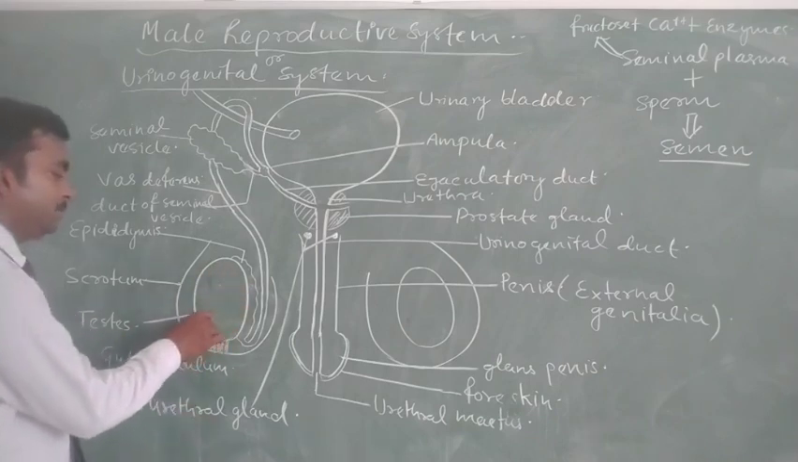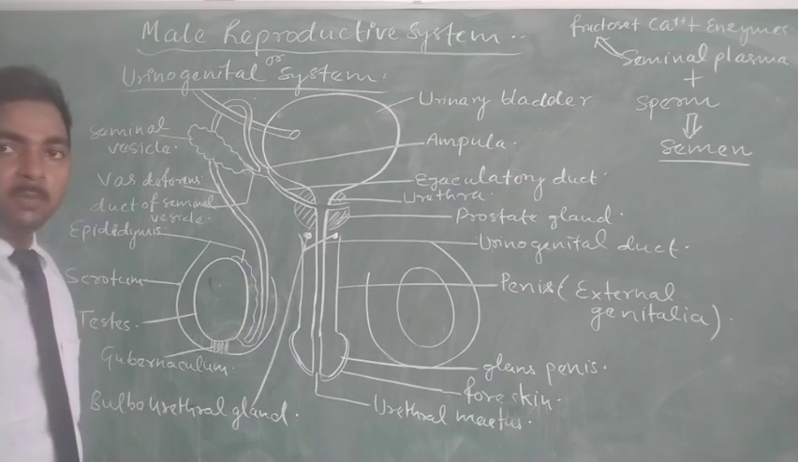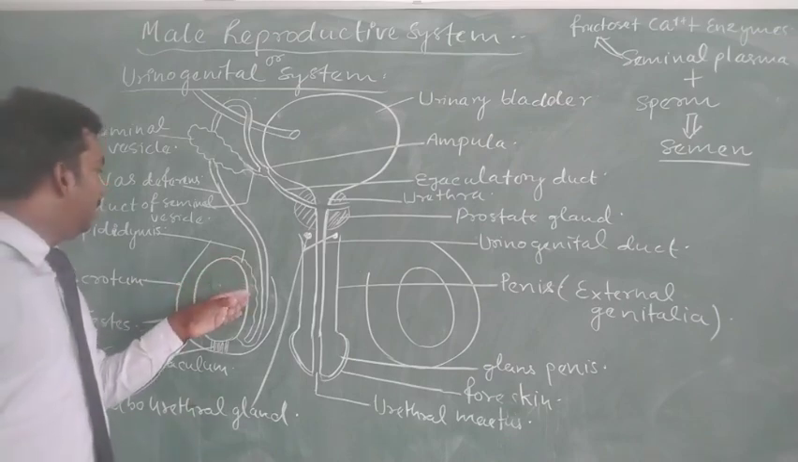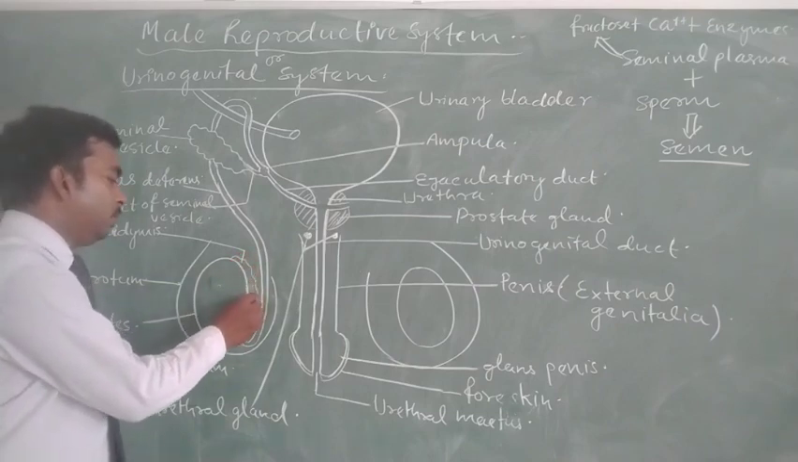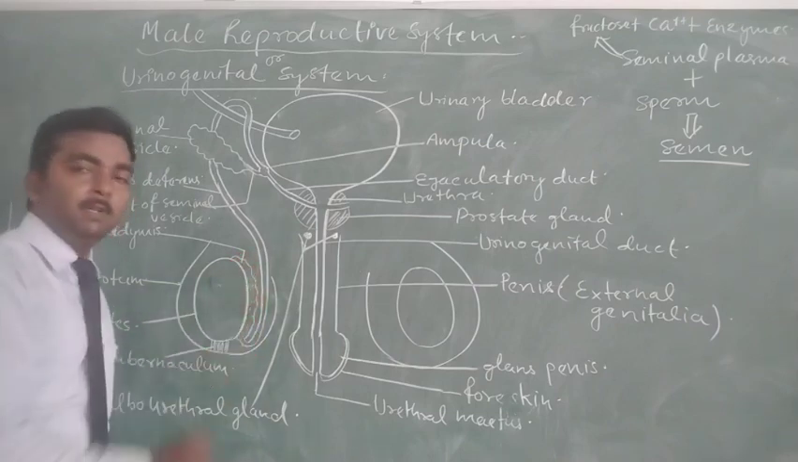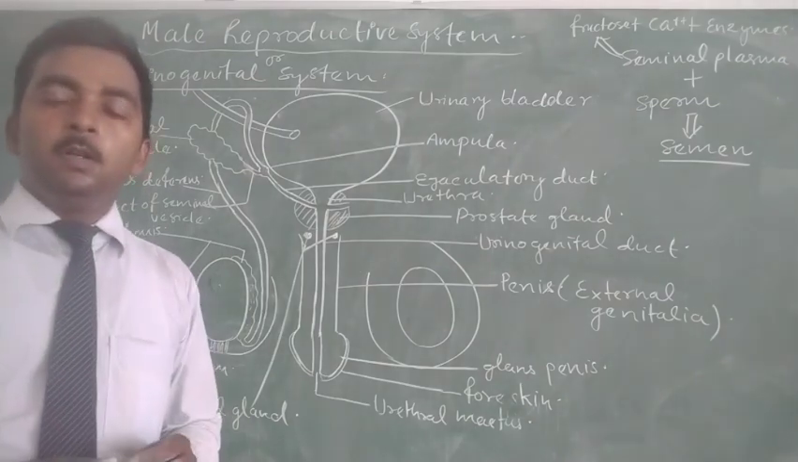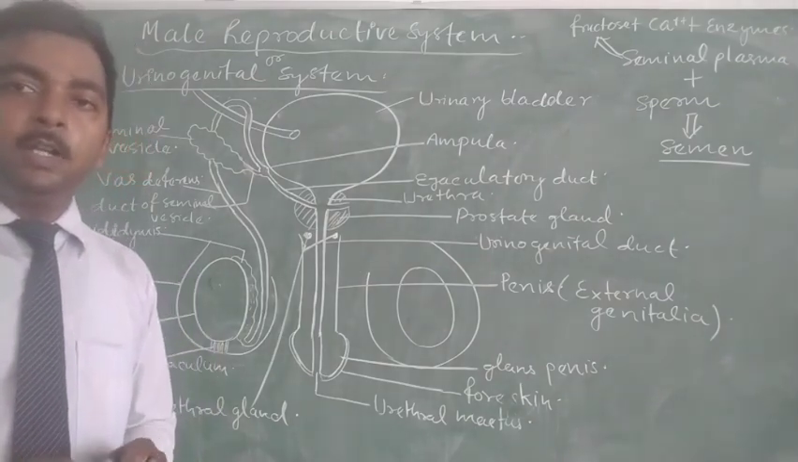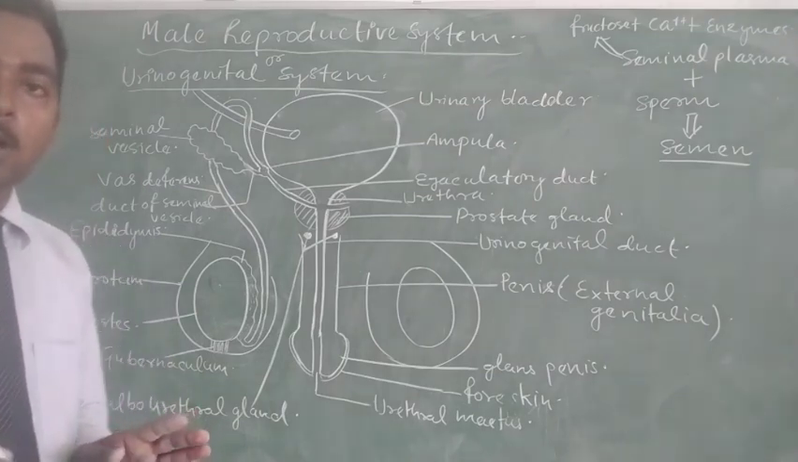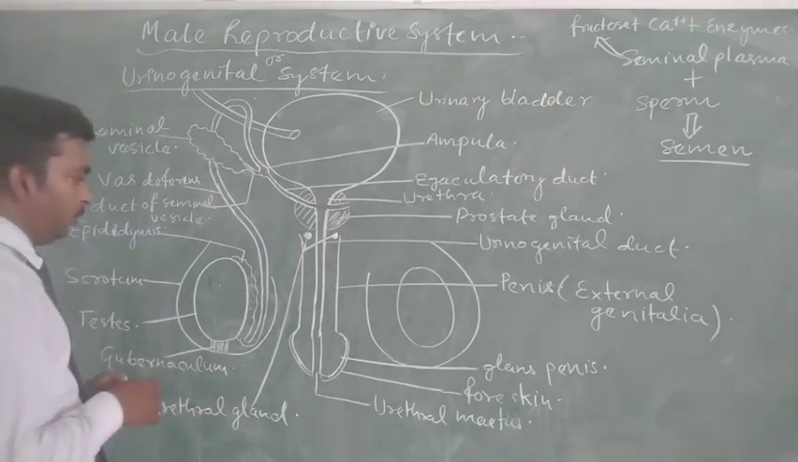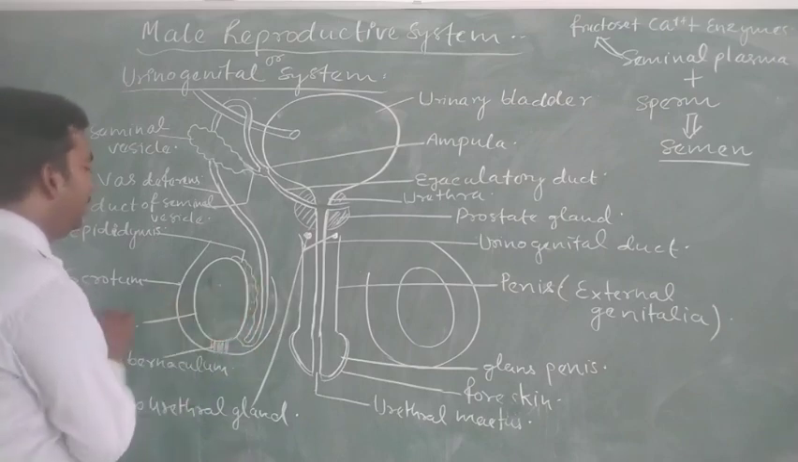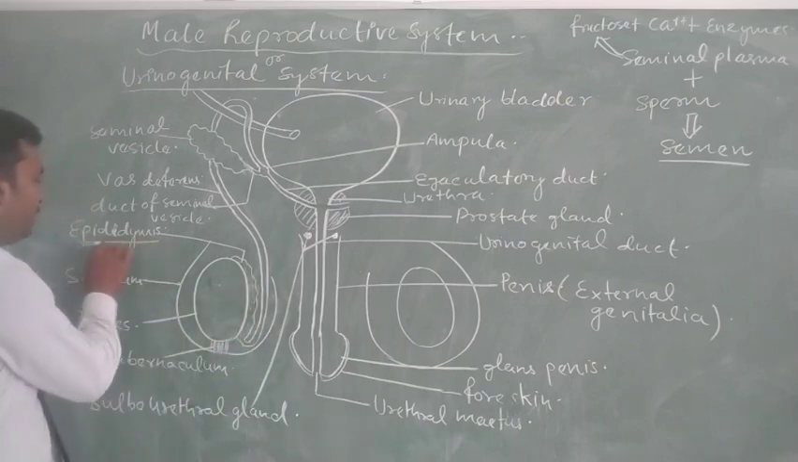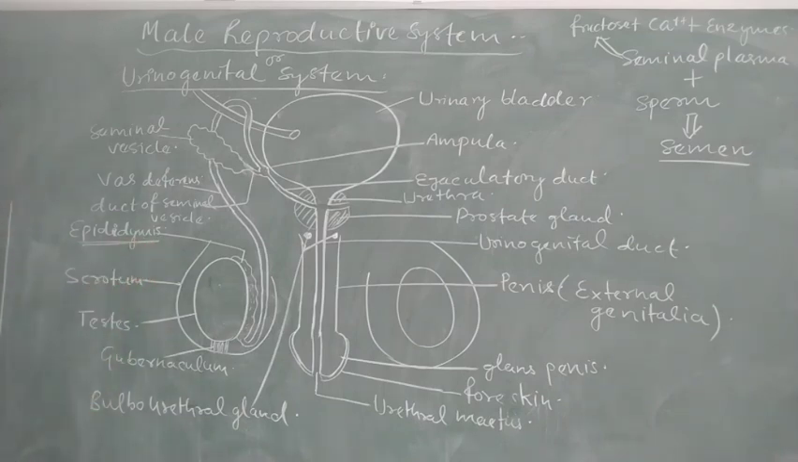From the testes, after formation of sperm, the sperm are collected in the epididymis, and here they remain stored for some time, till they are required outside the body or during sexual intercourse. So the sperm remain stored in the epididymis. It means the epididymis is the storage house or storage duct of the sperm.